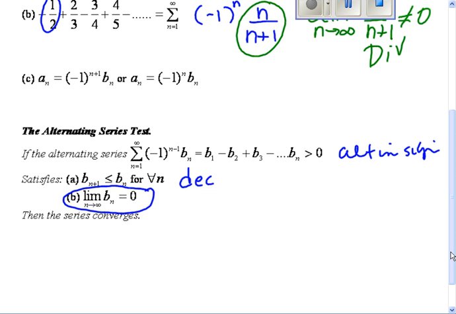So trying to ignore all the other writing there they have, because all you have to look for is that it has to alternate sign. You look at the limit next, and then you look to see if the sequence is decreasing.